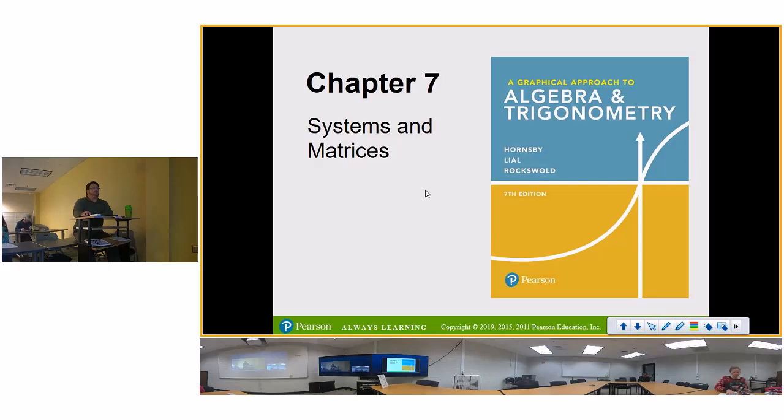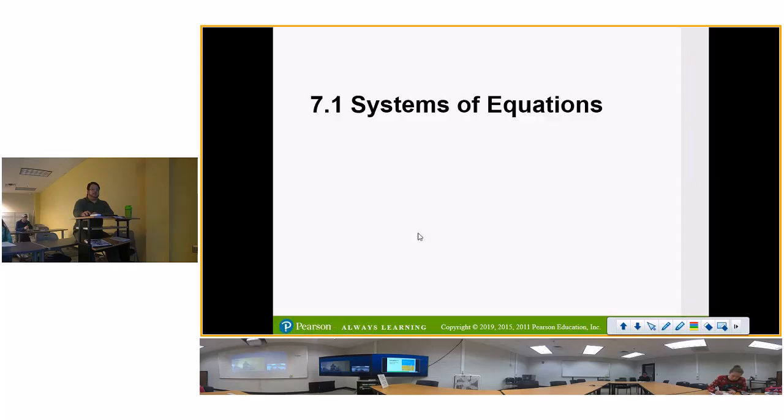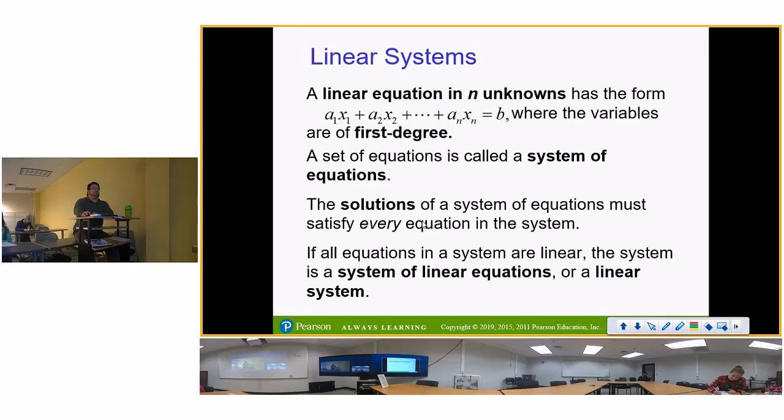Solving systems of equations basically means you have two equations or three equations, and you've got to solve to find out where they intersect. Okay? Where they intersect. That's what chapter 7 is. Systems of equations. Where they intersect. If they intersect, that means they have an intersection point.